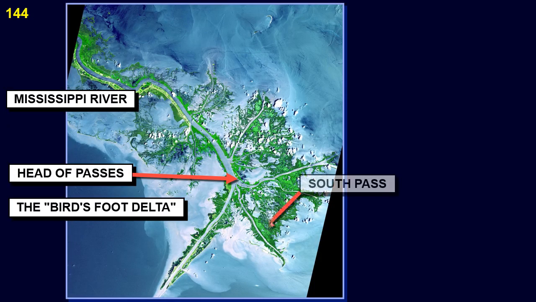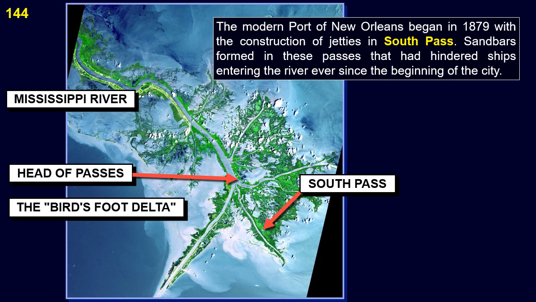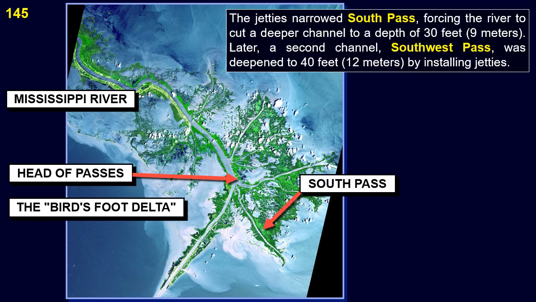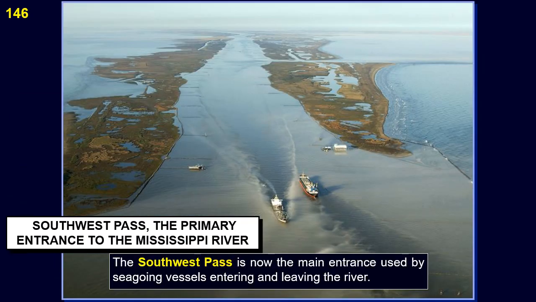The modern port of New Orleans began in 1879 with the construction of jetties in South Pass. Sandbars formed in these passes that had hindered ships entering the river ever since the beginning of the city. The jetties narrowed South Pass, forcing the river to cut a deeper channel to a depth of 30 feet, 9 meters. Later, a second channel, Southwest Pass, was deepened to 40 feet, 12 meters, by installing jetties. The Southwest Pass is now the main entrance used by seagoing vessels entering and leaving the river.